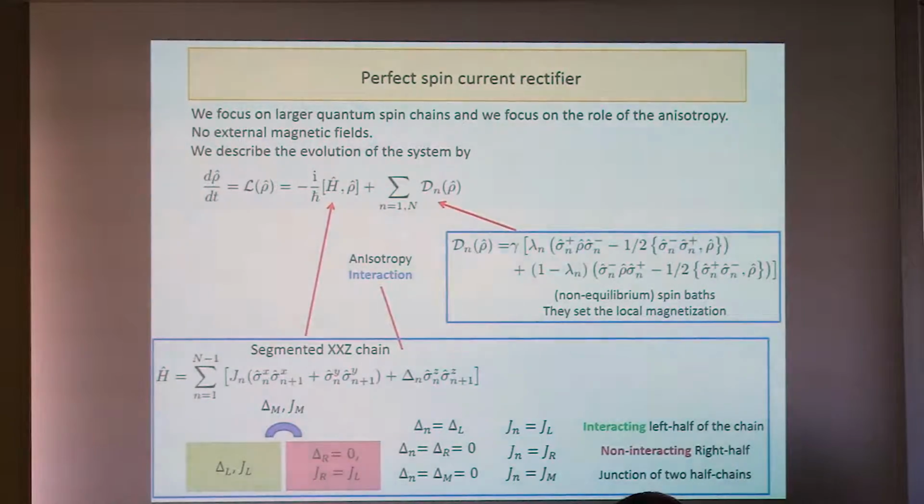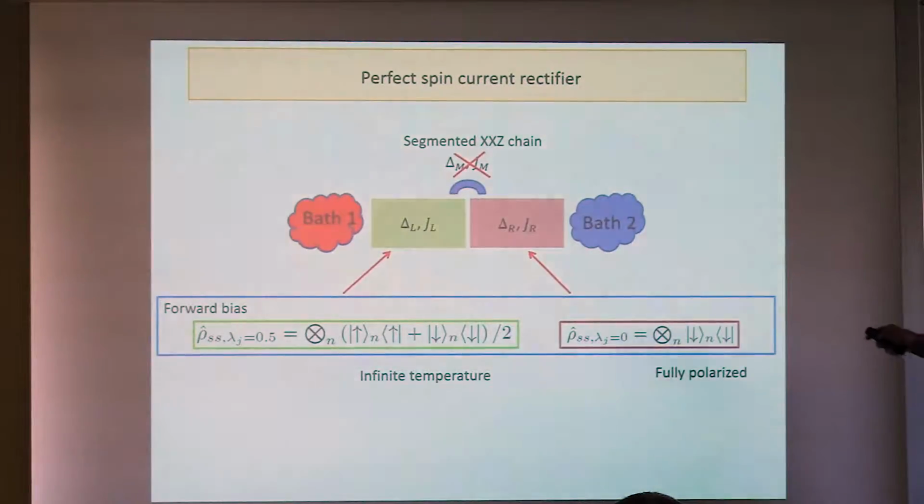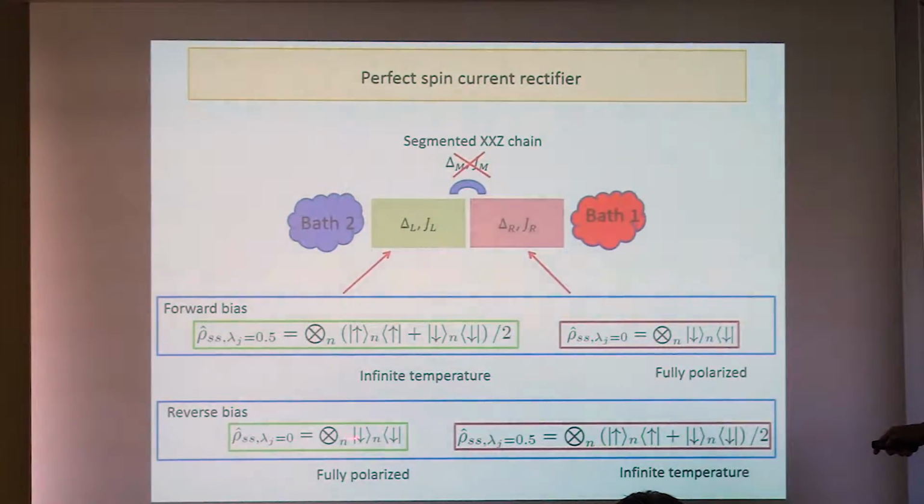Just to give you an idea of what the dissipator does, suppose that we remove the tunneling here. If we put the bath in this direction, on the left-hand side it would try to generate an infinite temperature state. On the right-hand side, I will have a fully polarized chain pointing down. And if I invert the baths, then this side will be fully polarized down, and this side will be at infinite temperature. I will describe the stability of these choices later on. Okay, so this is the scenario.